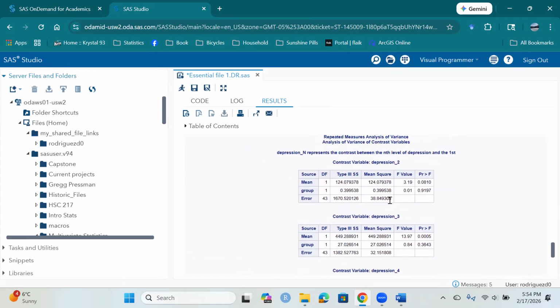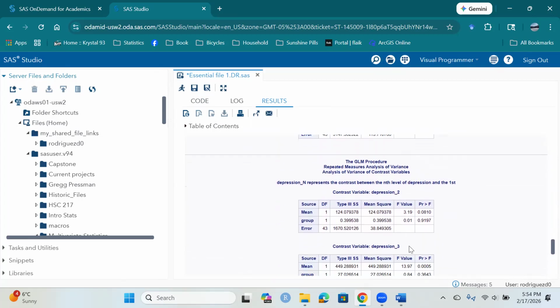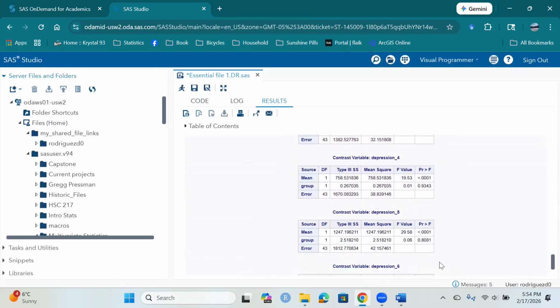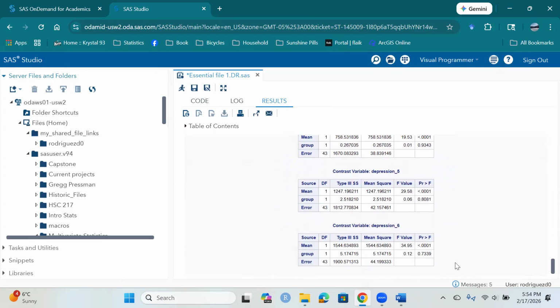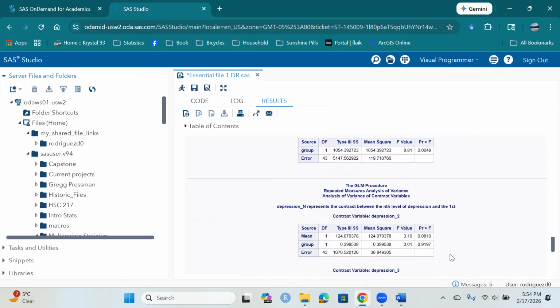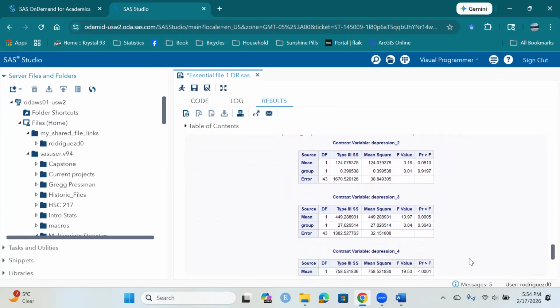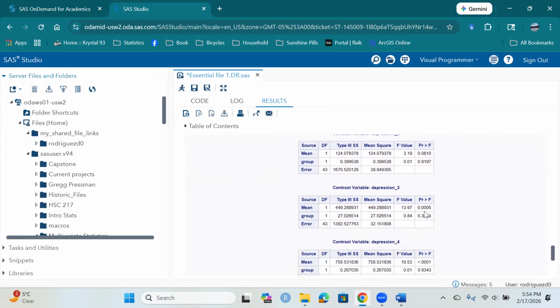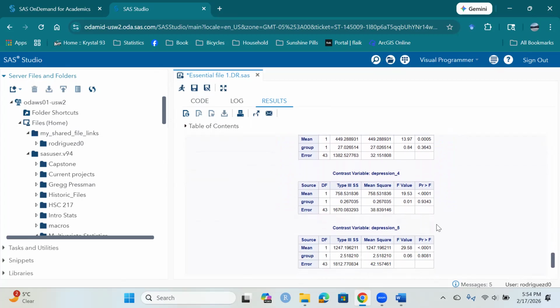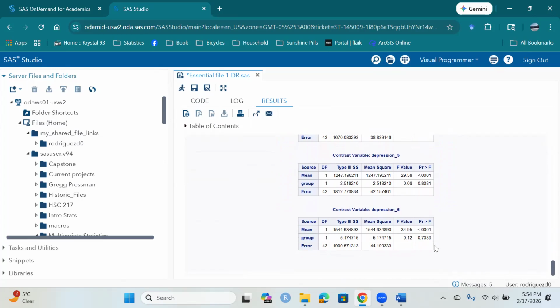And when we compare each level to the first level, like 2 versus 1, 3 versus 1, 4 versus 1, 5 versus 1, and 6 versus 1, not all are statistically significant. Let's see which ones are. So 2 versus 1 is not statistically significant in terms of depression. 3 versus 1 is. 4 versus 1 is. 5 versus 1 is. 6 versus 1 is not. And in all cases, the interaction is not significant. All right, cool.